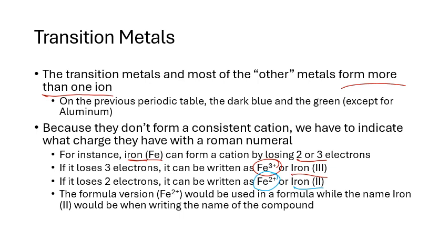So with transition metals, that's again all that stuff in the middle, all of those other metals that don't have a really clear charge, we need to say what charge it has. If I was writing iron in a compound, I'd have to know what charge it was. If I was writing the name of it, that's when this Roman numeral business comes into effect.